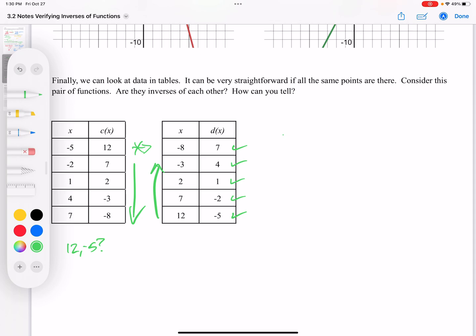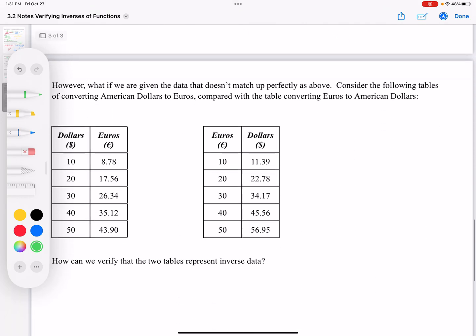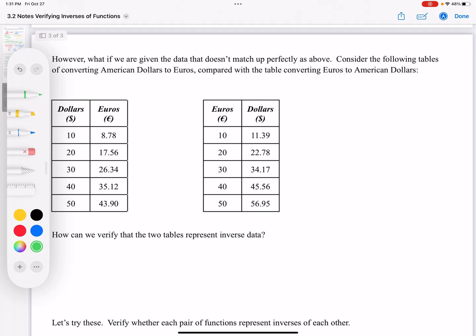But remember, as long as the domain of C of x is the range of D of x, then we're good. And that is the case. It doesn't matter how the data appears. However, we may get it to where the data is not so neat and tidy.